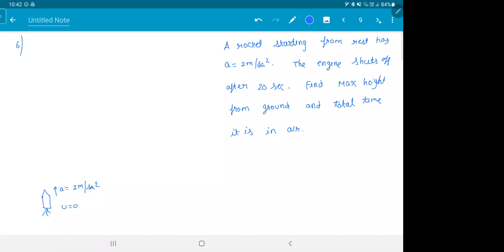Okay, let's see. First of all, the rocket is going for 20 seconds, so it will go to some height here. What is the speed? u is 0, a is 2, and time is 20. The rocket's speed is 40 meters per second. Are you getting it? When the engine shuts off, the rocket already has some speed, so it won't stop suddenly. It will go up and then fall down. What is this height here?